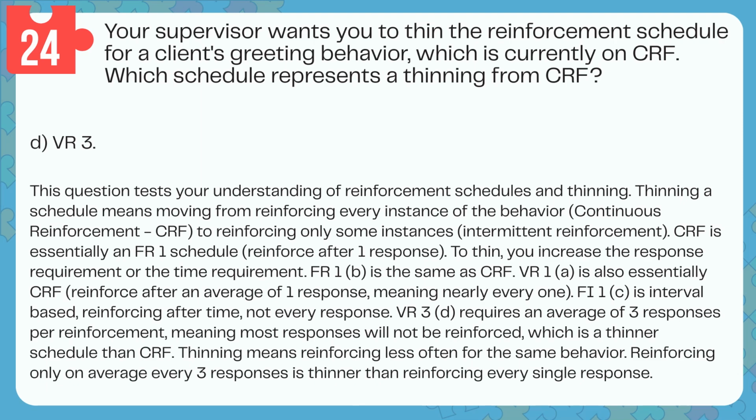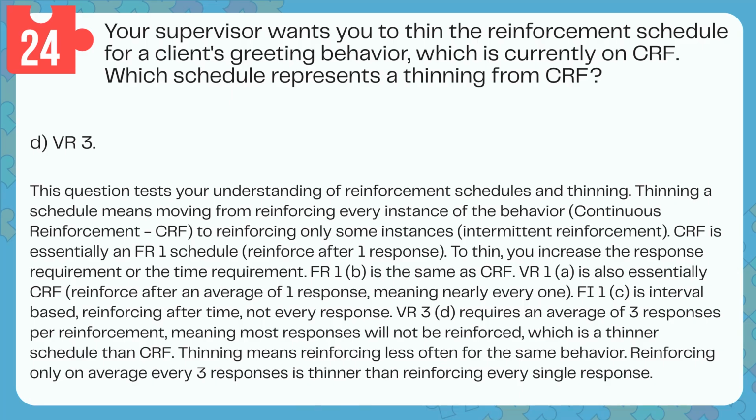Answer: D. VR 3. Explanation: this question tests your understanding of reinforcement schedules and thinning. Thinning a schedule means moving from reinforcing every instance of the behavior, continuous reinforcement, CRF, to reinforcing only some instances, intermittent reinforcement. CRF is essentially an FR1 schedule, reinforce after one response. To thin, you increase the response requirement or the time requirement.